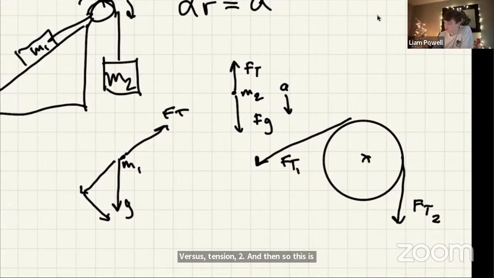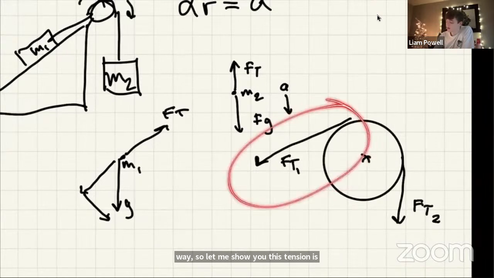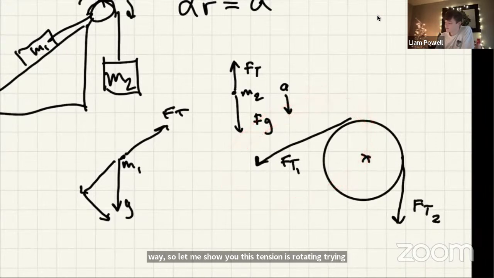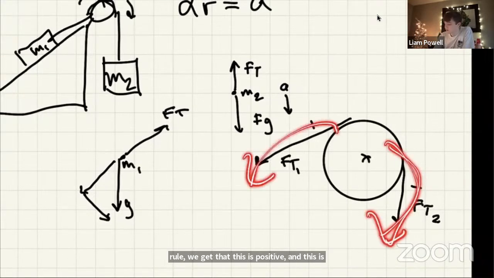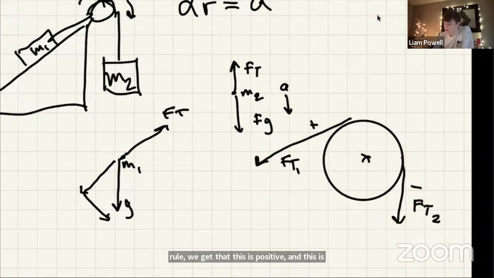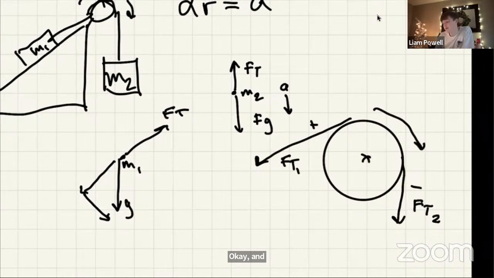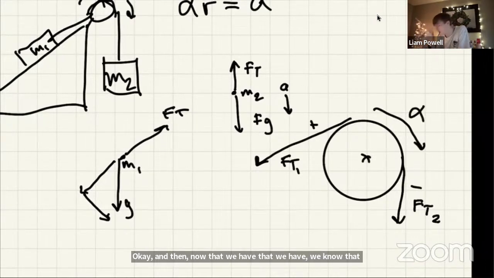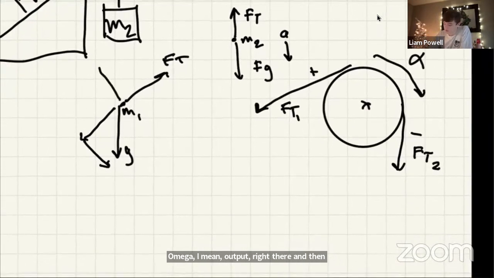So let me show you. This tension is trying to pull the entire thing down this way. When we move our hands over it using the right hand rule, we get that this is positive and this is negative, because that's going this way and this is going this way. Now we know it's going to turn this way, giving us alpha right there, and we have the normal force right here.